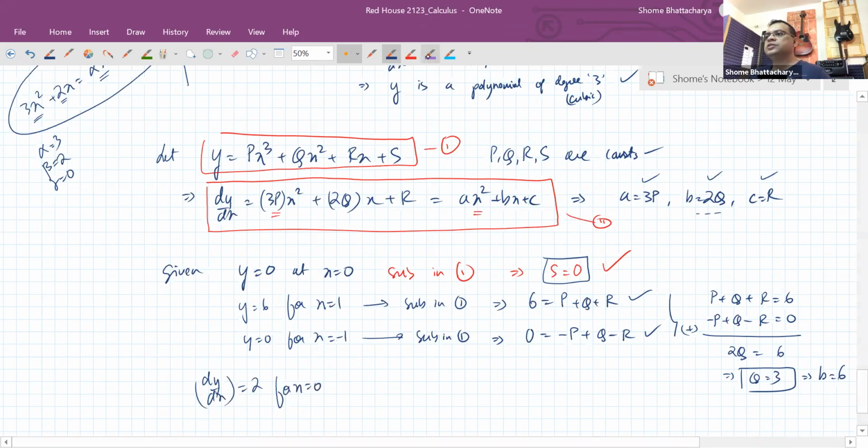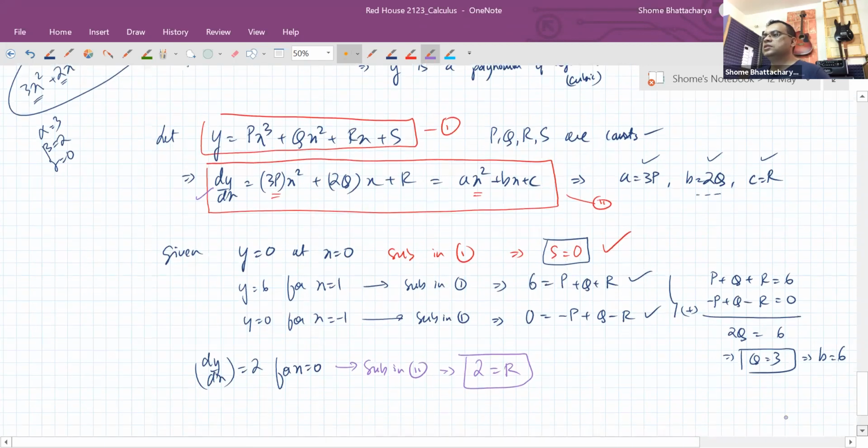So this I should substitute in which equation? The second equation, because dy by dx is given in the second equation. So substitute this in the second equation. So 2 should be equal to r, because substitute the value of x as 0. So you get this. Okay, so I'm getting this.